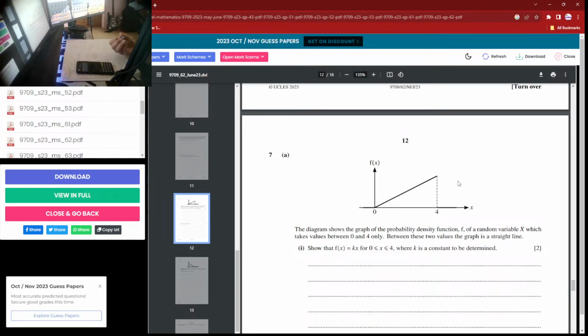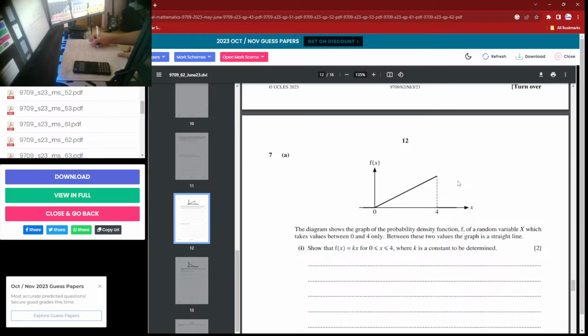Okay, so for this one, we'll just do half times base times height is equal to 1. So our base is 4. So we will get our height to be equal to 2 over 4, which is half. Our height is half. So from there, we can find the gradient.